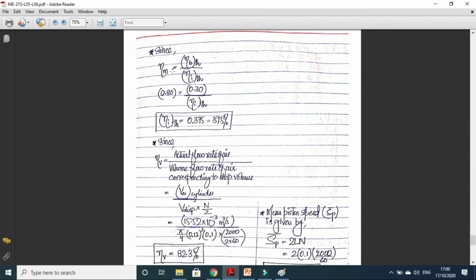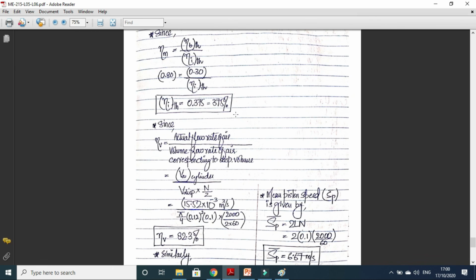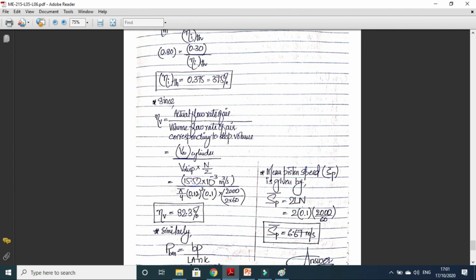We know the mechanical efficiency, we know the brake thermal efficiency, so we can find the indicated thermal efficiency. This was required, so we have calculated the indicated thermal efficiency. Now the actual volume of air is known. Displacement volume is also given, so we can find the volumetric efficiency, and here we have used n equal to N by 2.